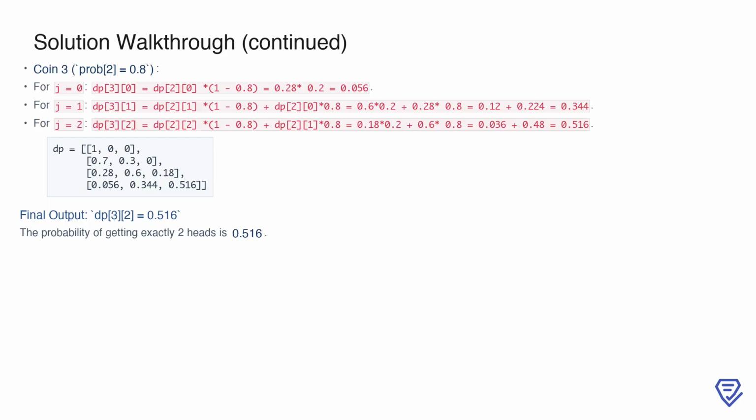The table is now complete, and the value we are interested in is dp[3][2], which represents the probability of getting exactly 2 heads with these 3 coins. This value is 0.516, and it represents our final answer.